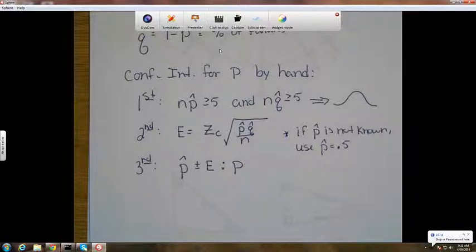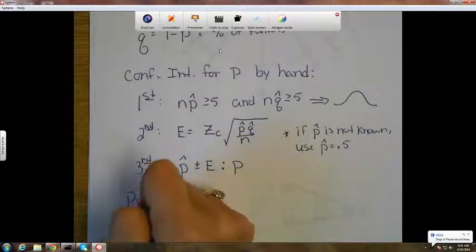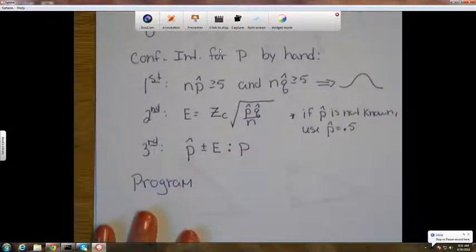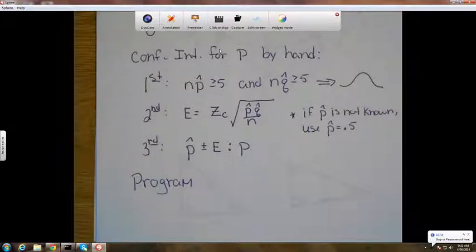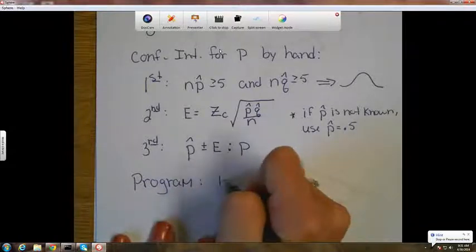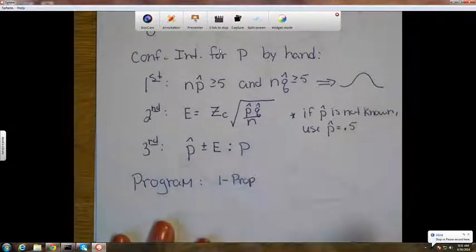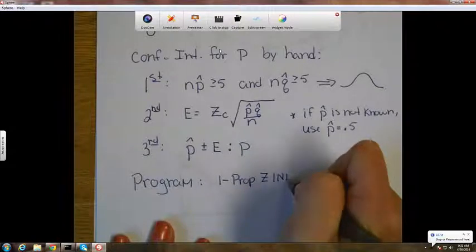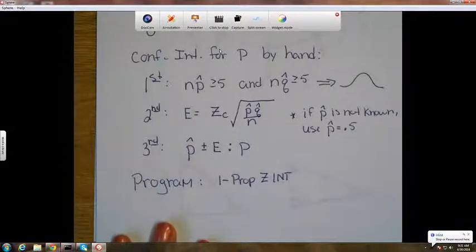Okay, the program. Program name here, we're dealing with proportions. The program name is called one prop for one proportion, z int, z interval. So one proportion, z interval. Good? So we'll go through one example by hand and by program, and then I've got a minimum sample size formula for you too.